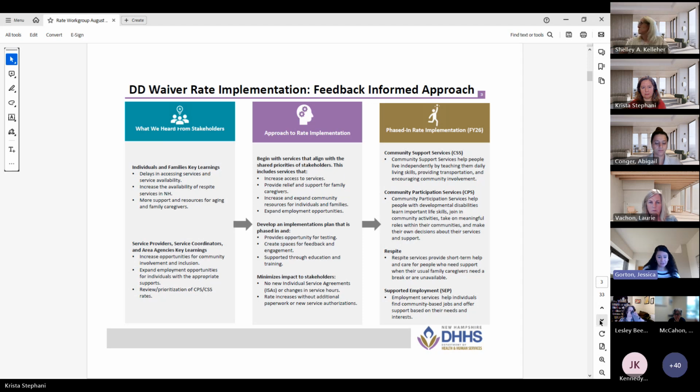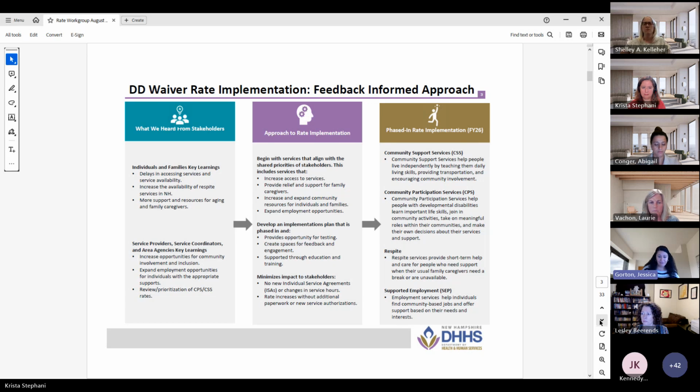There were a lot of requests for additional supports and resources for family caregivers, including those who are aging, and also hearing this from the transition into adult services age, specifically regarding provider availability in certain contexts, not all contexts. Then from our service providers, service coordinators, and area agencies, there was a desire to offer increased opportunities for community involvement and inclusion, and to focus on the services that best support those activities. There was also a request that we not lose sight of employment and that we expand opportunities for competitive and integrated employment.